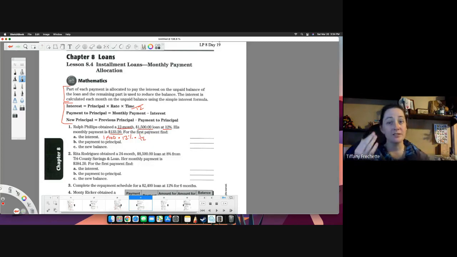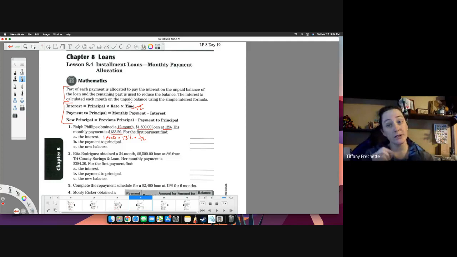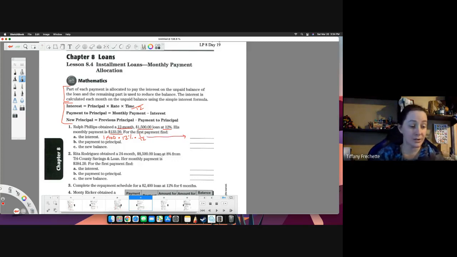So you're always going to divide by 12. You just need to figure out how many months we're talking about in the problem. They don't necessarily show you that here, but they do walk you through it in the chapter in the examples. Once you calculate this, you will know what the interest is for that first month. It's not going to be very big on this one. It's not a terribly big loan.